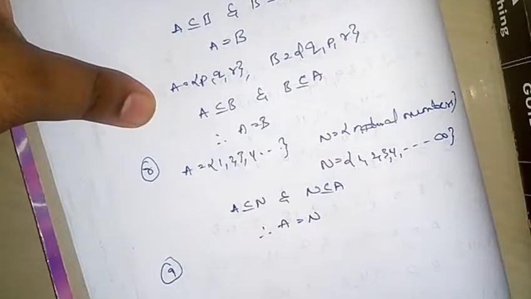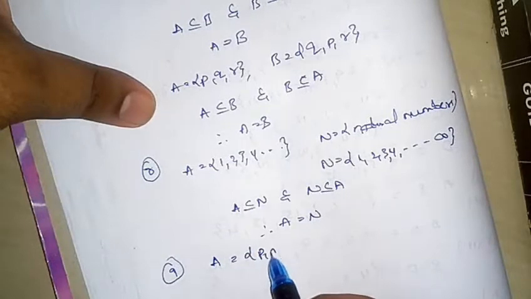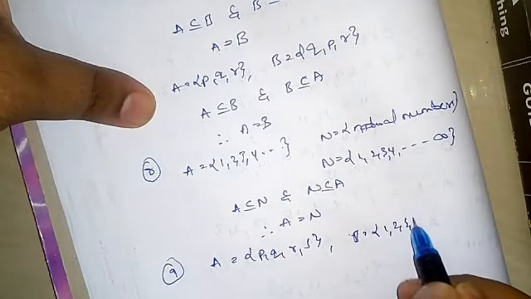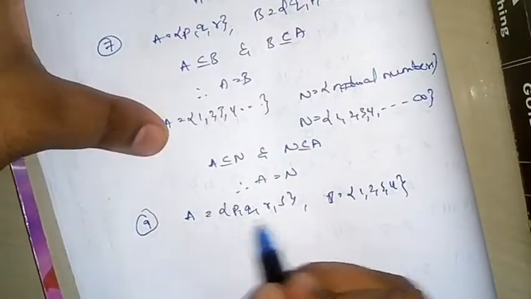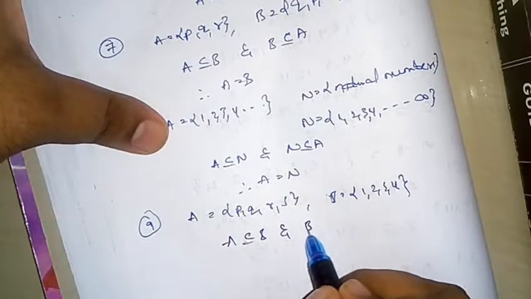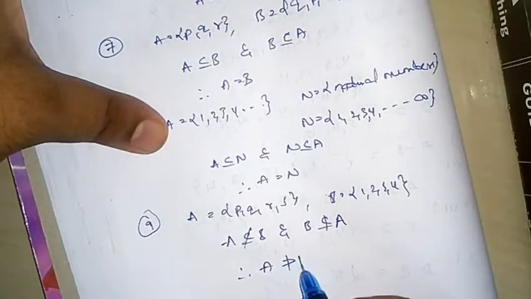Next is the ninth question. Consider the set A is equal to {P, Q, R, S} and B is equal to {1, 2, 3, 4}. Here P is present in A but not in B. Therefore A is not a subset of or equal to B and B is not a subset of or equal to A. Therefore A is not equal to B. Next is the 10th question. A is the set of prime numbers smaller than 6 and B is the set of prime factors of 30. We have already solved this problem in an earlier example.